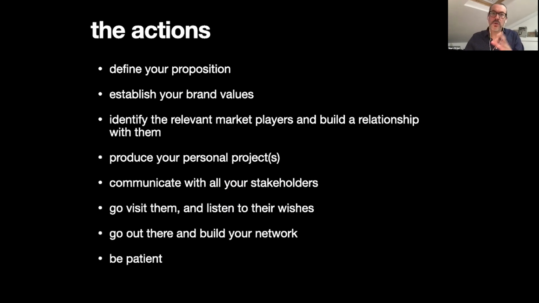So I've been talking a lot, right, about photography as a visual language. How can you actually build your business? The point is very much, in my opinion, to have a very clear idea of your proposition. What is it that you're selling, and to whom? Who do you want to reach out to, right? So define your proposition. That really is step one.